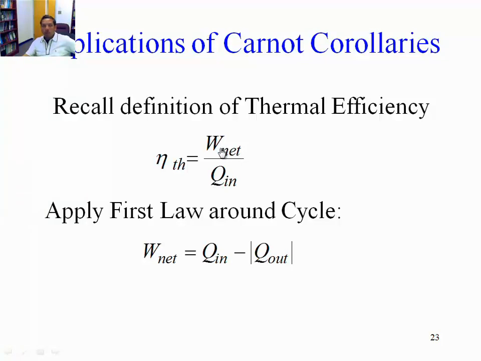The purpose of a power cycle is to produce work out of heat exchange. Now we know that the W net is going to be less than Qin, because if we apply the first law of thermodynamics to the entire cycle, we know that the W net is equal to Qin minus the absolute value of Qout, where Qout is the heat rejection to the cold temperature reservoir. Qin is the heat absorption from the hot temperature reservoir.